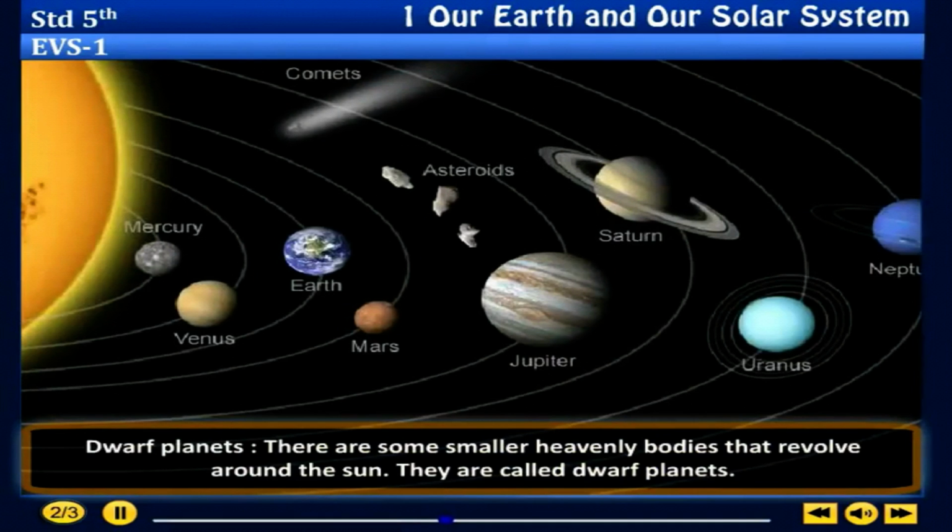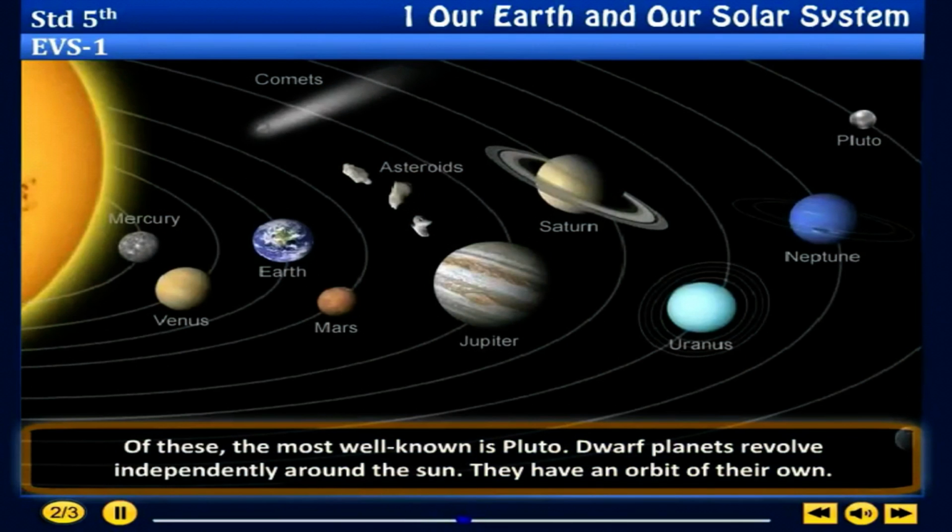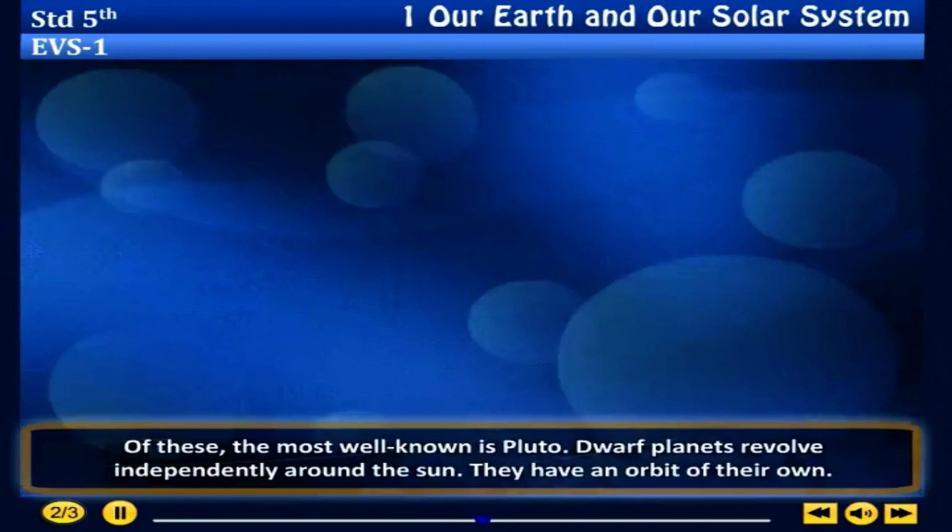Dwarf planets. There are some smaller heavenly bodies that revolve around the Sun. They are called dwarf planets. Of these, the most well-known is Pluto. Dwarf planets revolve independently around the Sun. They have an orbit of their own.